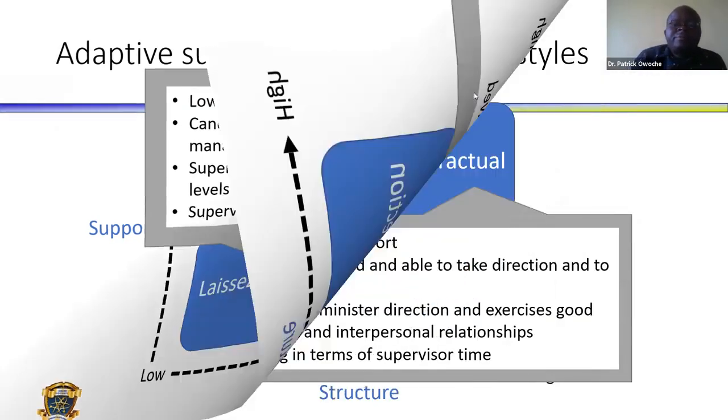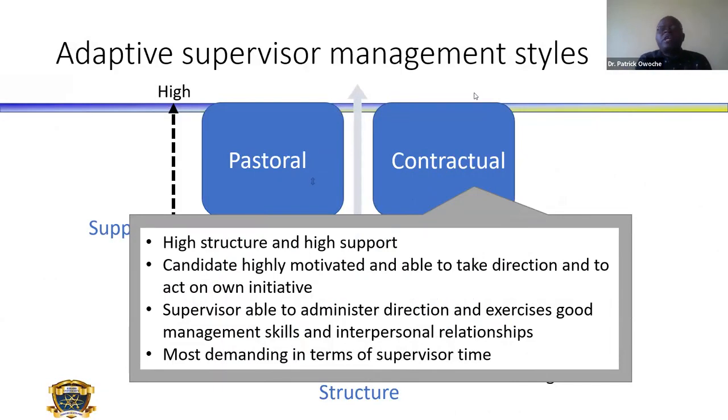Then the next one is the contractual: high structure and high support. The candidate is highly motivated and able to take direction and act on initiatives. The supervisor is able to administer direction and exercise good management skill and interpersonal relationships. It's most demanding in terms of the supervisor's time.